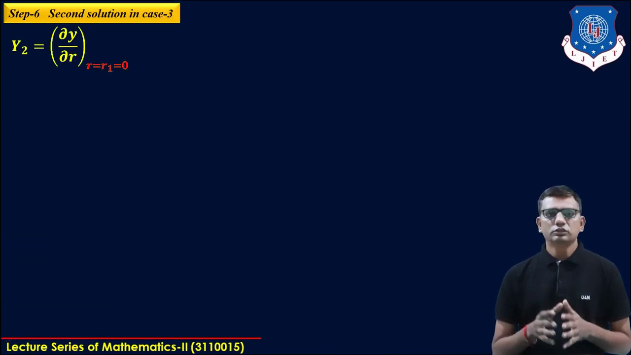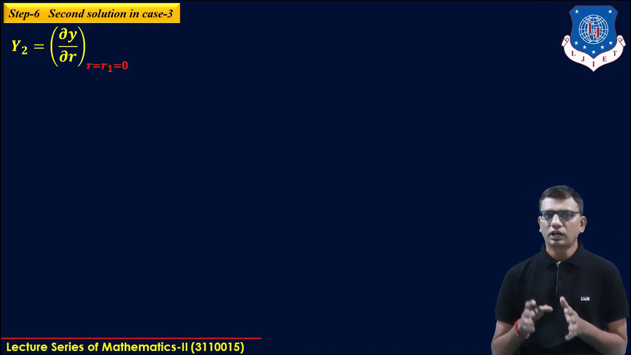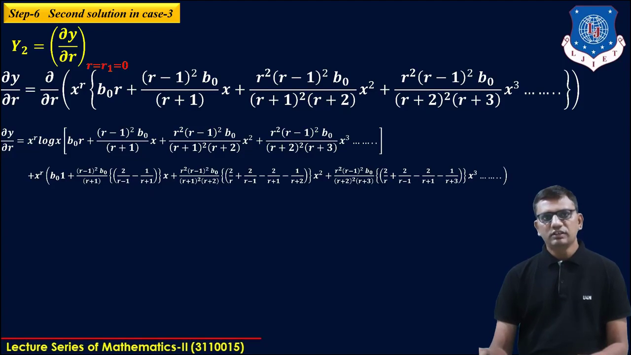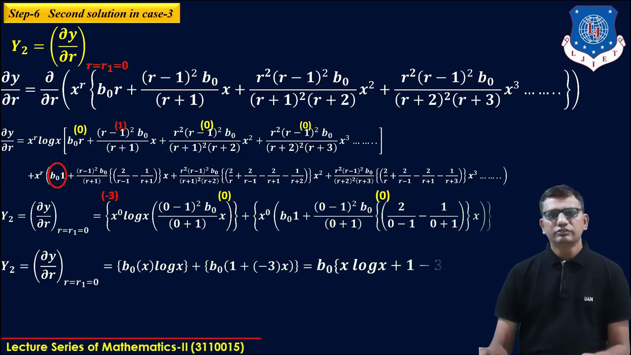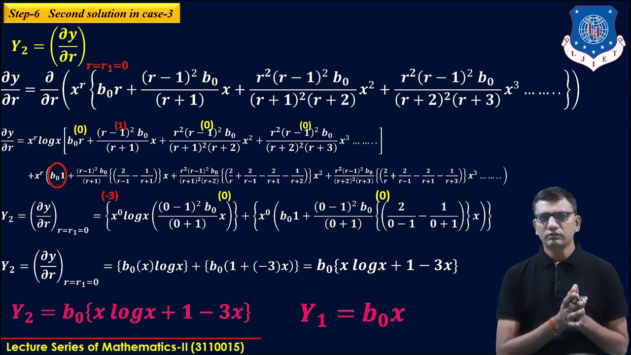Now to find the second solution, we take the partial derivative of y with respect to r and then put r equal to r1 equal to 0. Here we differentiate the power series, and finally after putting r1 equal to r equal to 0, we get that most of the terms of the series are 0 and the non-zero terms are given in red color. After simplifying properly, we get the second solution, which is y2 equal to b0 into x log x plus 1 minus 3x, and we already obtained y1 equal to b0x.